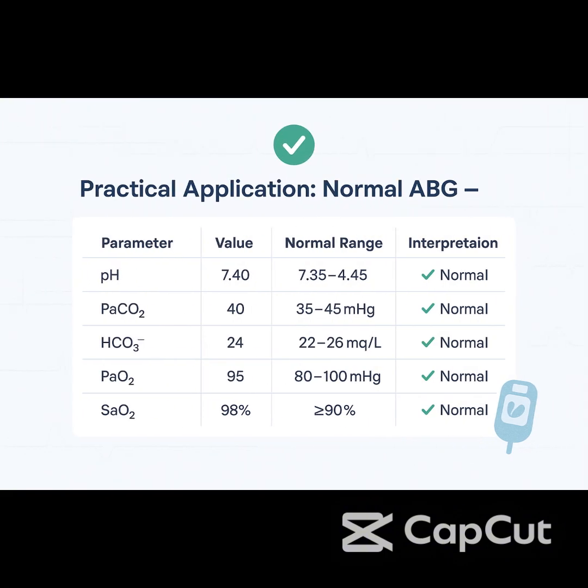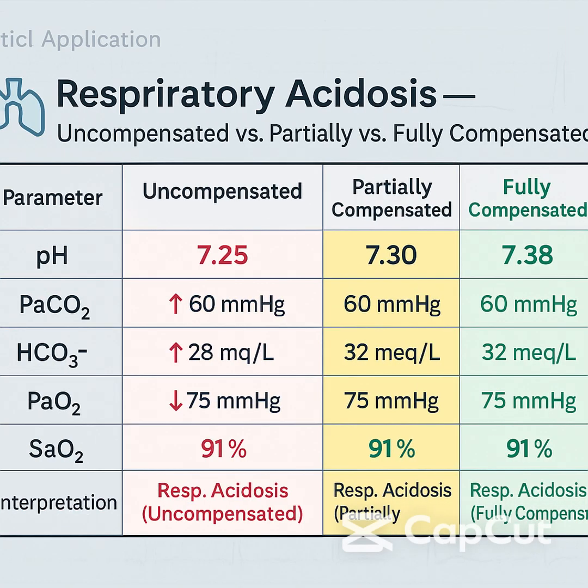Before we dive into abnormal examples, here's a completely normal arterial blood gas for reference. The pH is perfectly balanced at 7.40. The carbon dioxide is normal at 40. The bicarbonate is normal at 24. Oxygenation looks good with a PaO2 within normal range and a saturation greater than 90%. Keep this baseline in mind as we work through different acid-base disorders.